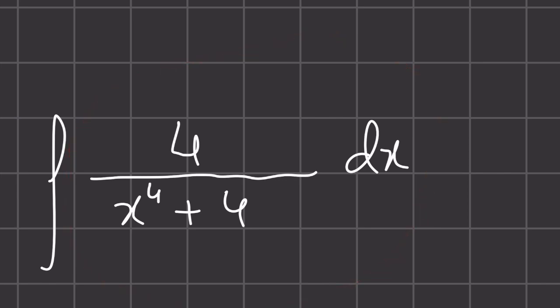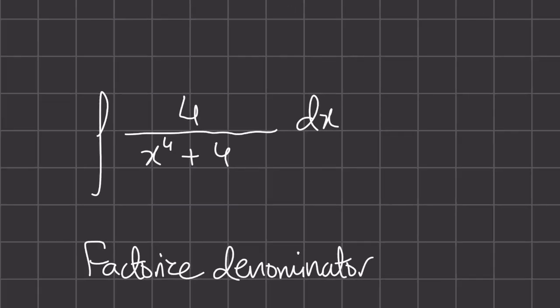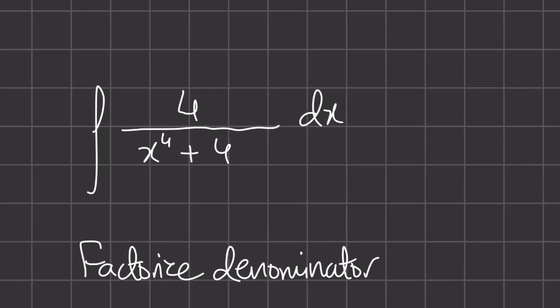This is a rational function. We check the difference in powers between the numerator and the denominator. Since it is not 1, then we know that this cannot be integrated to give the natural log function. And so our first step is to see if we can factorize the denominator.